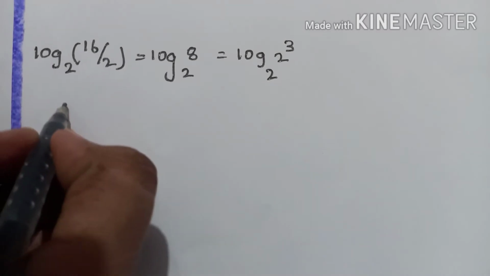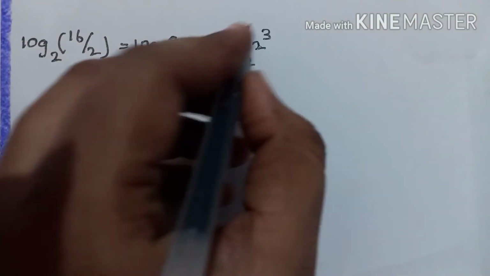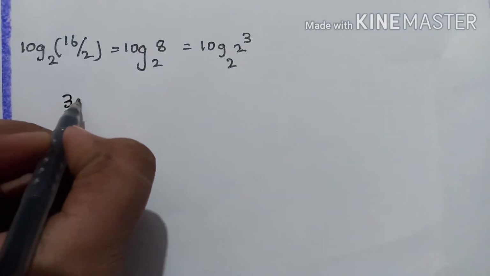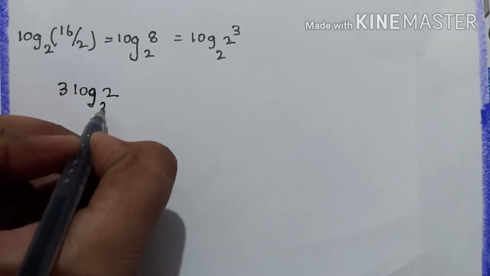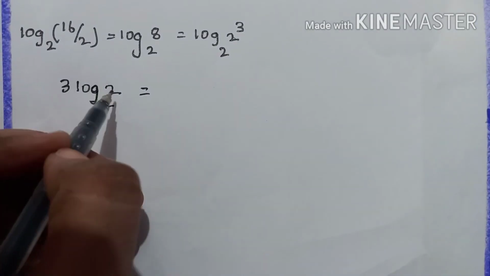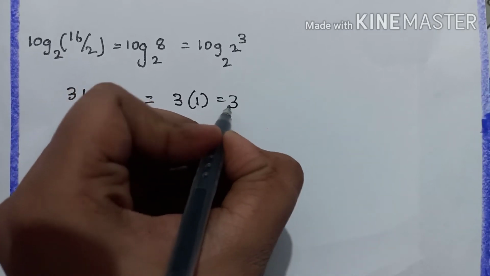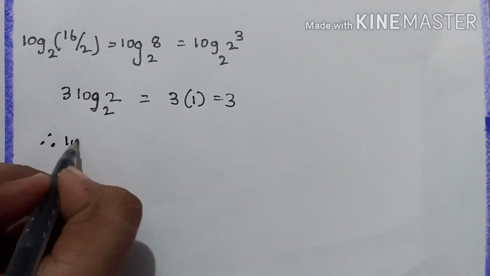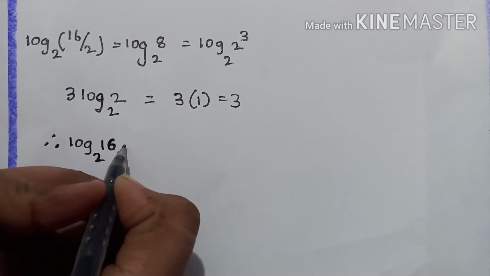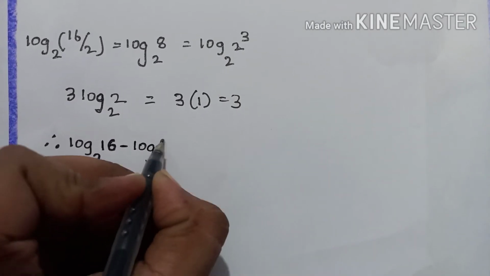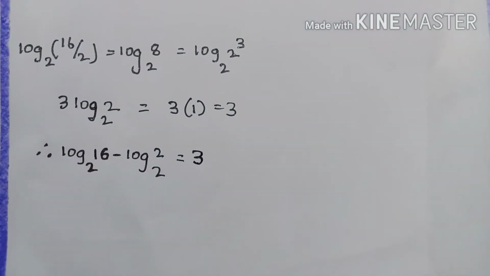Now using the other property, this power 3 becomes the coefficient, so it becomes 3 log 2 base 2, and we know log x to the base x will be 1, so 3 into 1 is 3. Therefore log 16 to the base 2 minus log 2 to the base 2 is 3, and this is the answer.